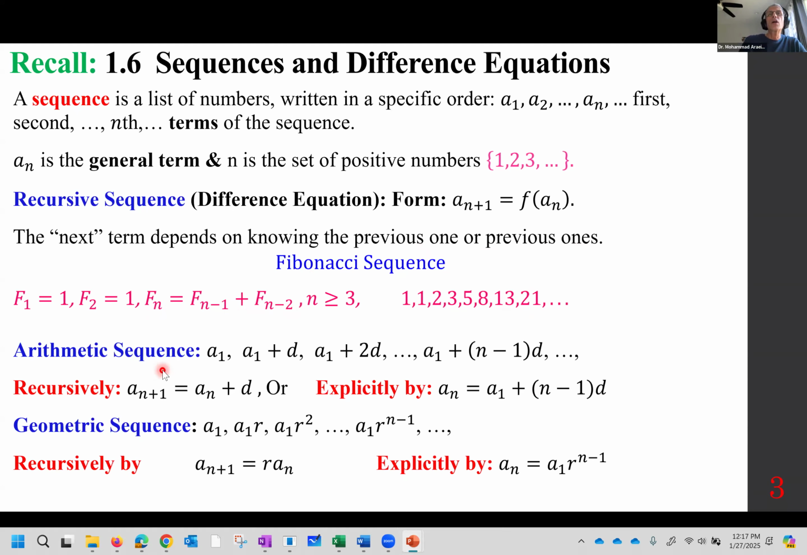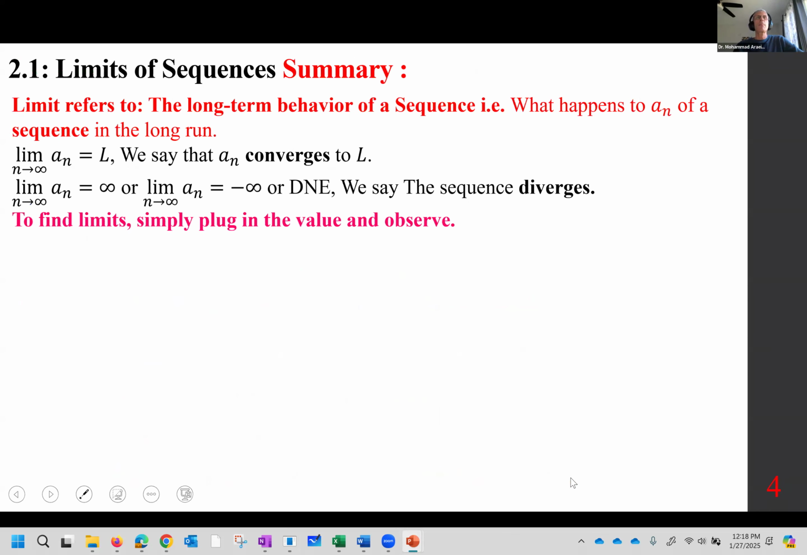Arithmetic sequence, we have a common distance. Therefore, a sub 1, a sub 1 plus d to infinity, and recursively, a sub n plus 1 is a sub n plus d. Explicitly is a sub n equals a sub 1 plus n minus 1 times d. Geometric sequence, we multiply by a common ratio, a sub 1, r, and so forth. Therefore, recursively, a sub n plus 1 is r times a sub n. Explicitly would be a sub n equals a sub 1 times r to the power of n minus 1.